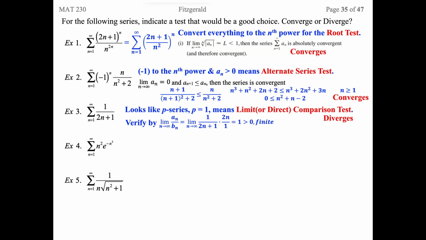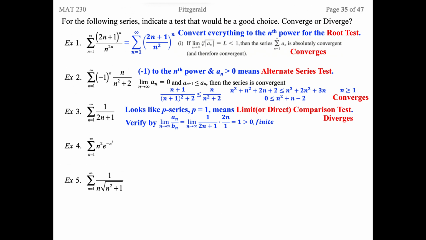And now we take the limit. So my original function is 1 over 2n plus 1. Getting rid of the plus 1, my comparison is going to be 1 over 2n. So I divide by that, or multiply by its reciprocal. That gives you 2n over 2n plus 1.